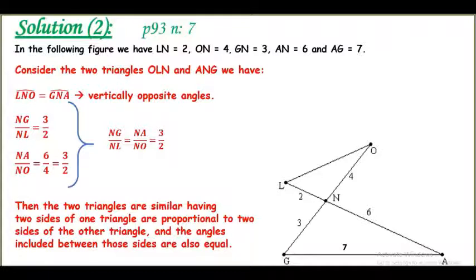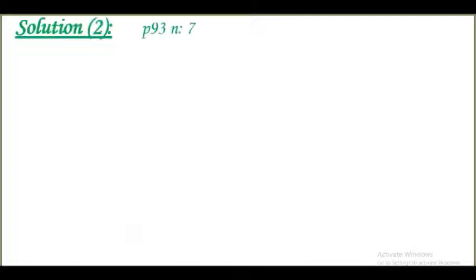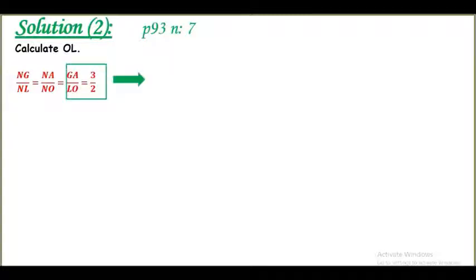Now I want to calculate OL. I will write the ratio of similarity: NG over NL equal NA over NO equal to GA over LO equal to 3 over 2. I will take this ratio because here we find LO. So it is GA over LO is equal to 3 over 2. I will replace GA by 7 centimeter. So I will have 7 over LO is equal to 3 over 2.